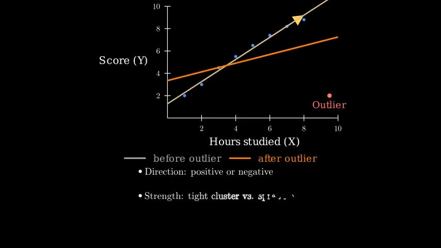To read a scatter diagram, look for direction, strength, and form. Direction is positive or negative. Strength tells you how tightly the points hug a simple shape, like a line. Form asks whether the shape is linear or curved. With these three ideas, you can interpret scatter plots clearly and quickly.